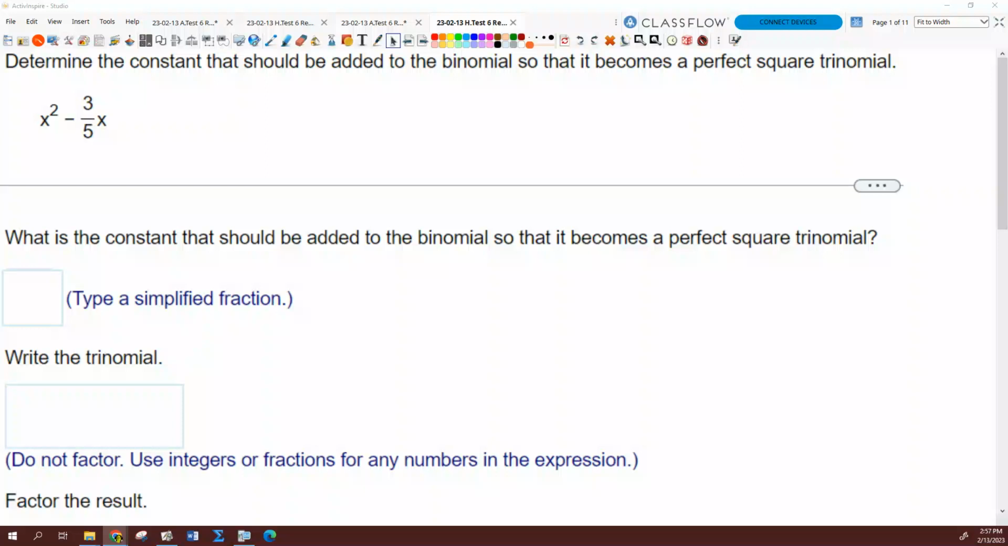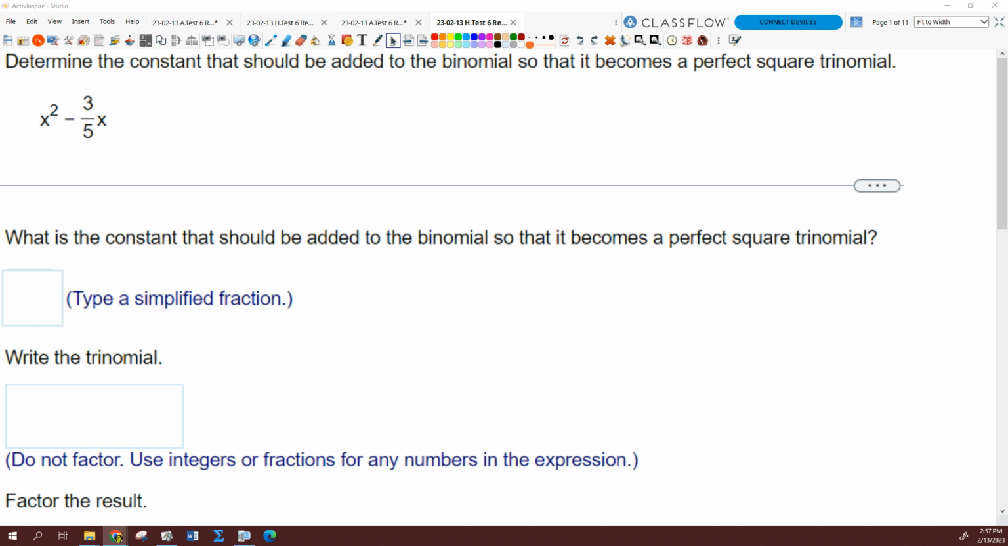So determine for me, that's the first one. Determine the constant that should be added to this binomial to create a perfect square trinomial. So what's my recipe for that? It's half of b squared.